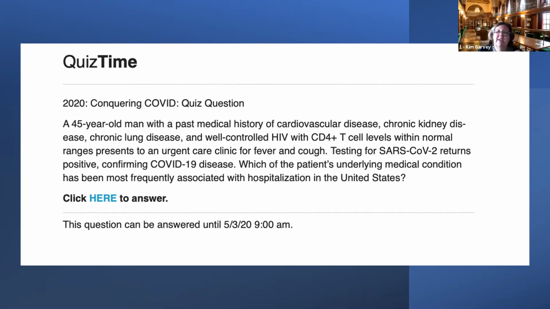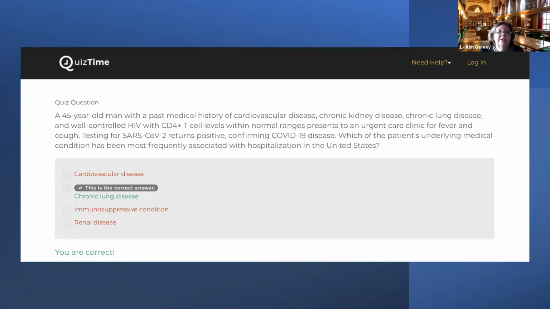It's very much a workplace learning tool. Most of us struggle with time management. This is a way to get a little bit of education in every day that isn't too daunting or doesn't require you to read material and do some of those things you don't have time to do. It just asks you a question and you have the opportunity to answer it right where you are. So a 45-year-old man presents, a type of situation. And when you go to click to answer, you're given a selection. Is it cardiovascular, chronic lung? And you select the answer.